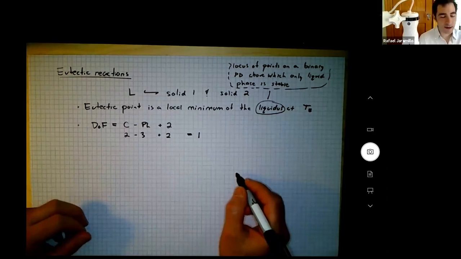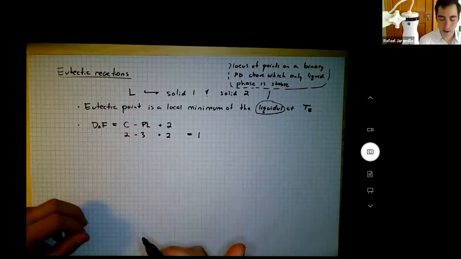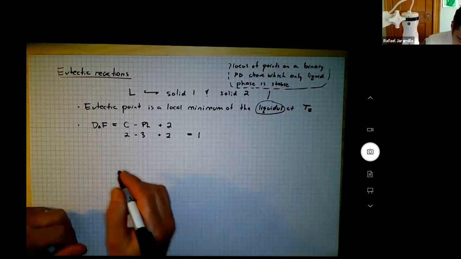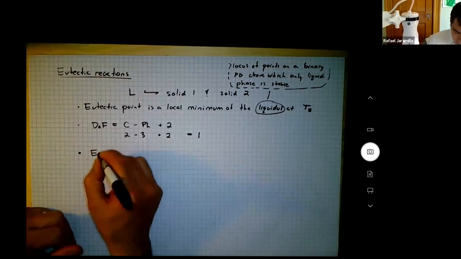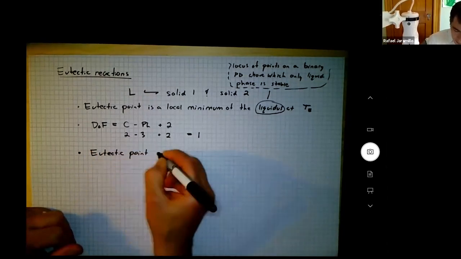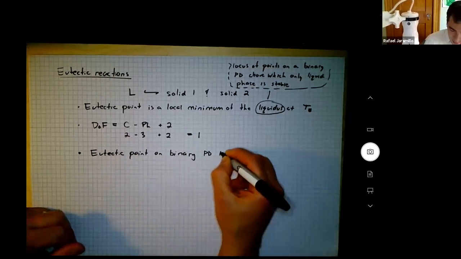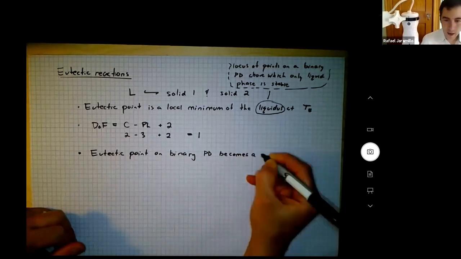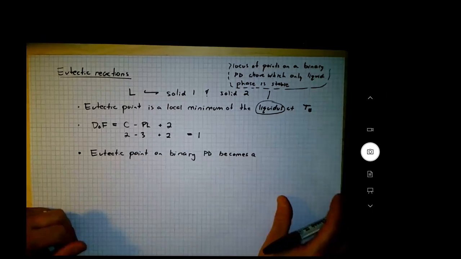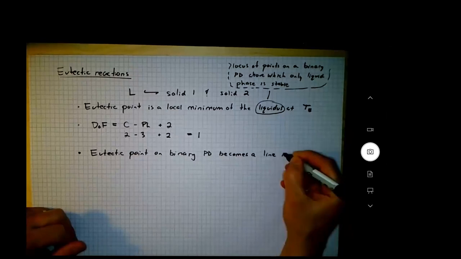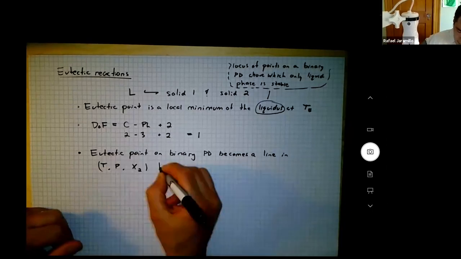And that's weird because it's a point, right? It's a point, like a triple point was a point. A point should have 0 degrees of freedom. What's with 1 degree of freedom? Does anyone have a guess as to where that degree of freedom is in the phase diagram? What's a geometrical object with 1 degree of freedom? What do we call that? A line. It becomes a line in T, P, composition, higher dimensional space.